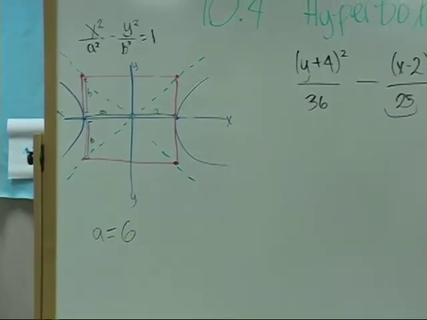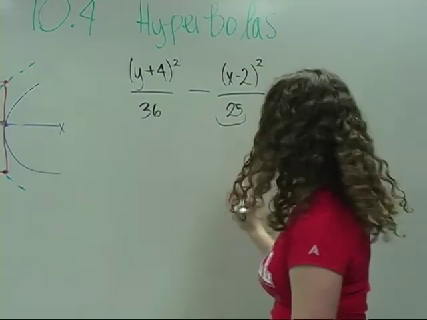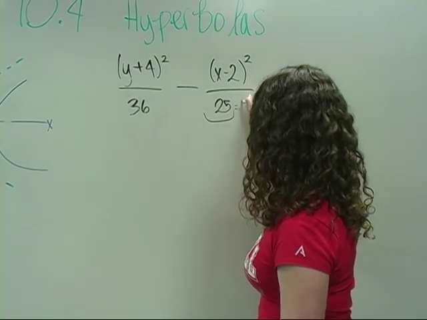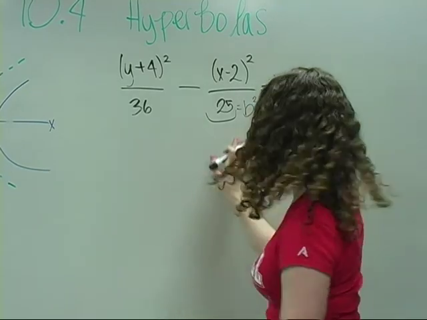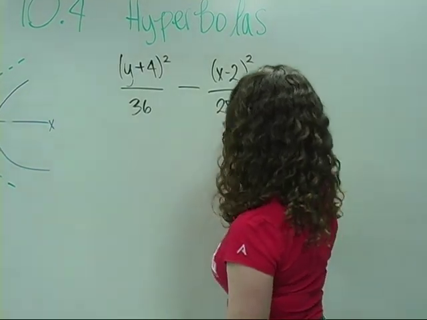This is our b value. It's 25. So we know that b squared equals 25. Then our b is going to be 5. So we're going to go ahead and write that over in the given section.